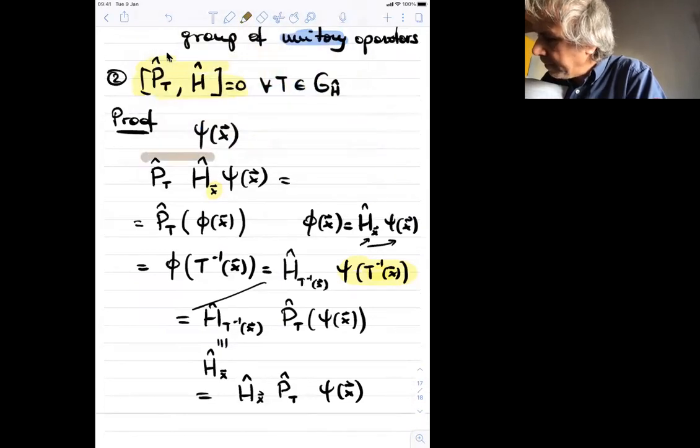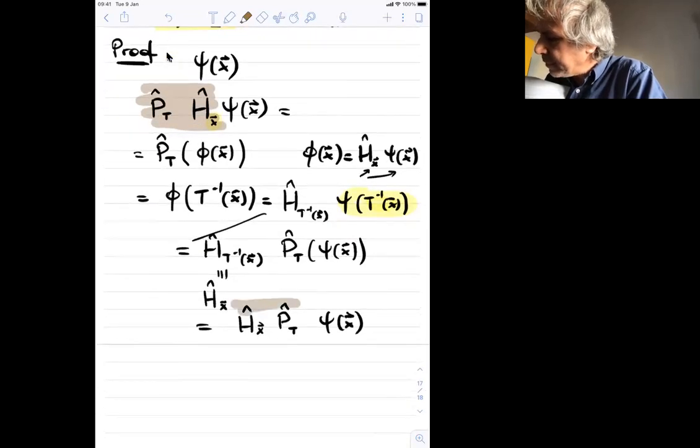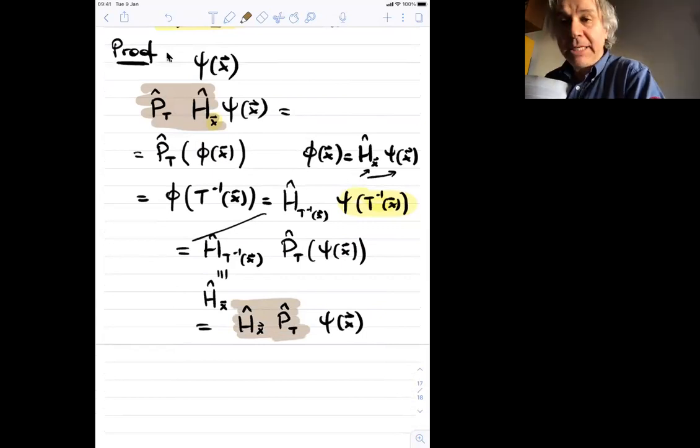Here I have pt applied after the Hamiltonian. Here I have the Hamiltonian applied after pt. Is it clear? Very, very simple two-line exercise. Okay? Please.